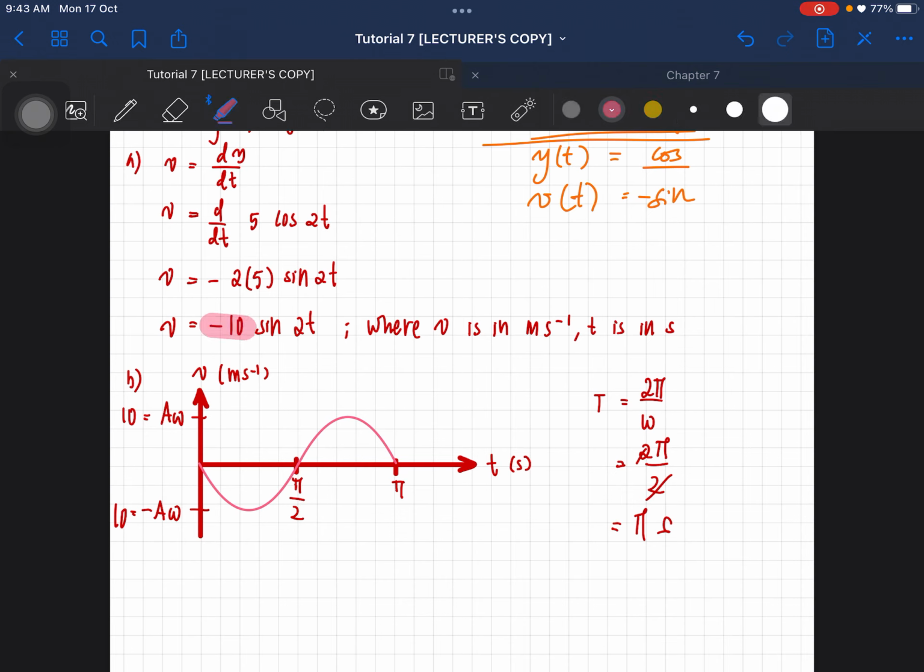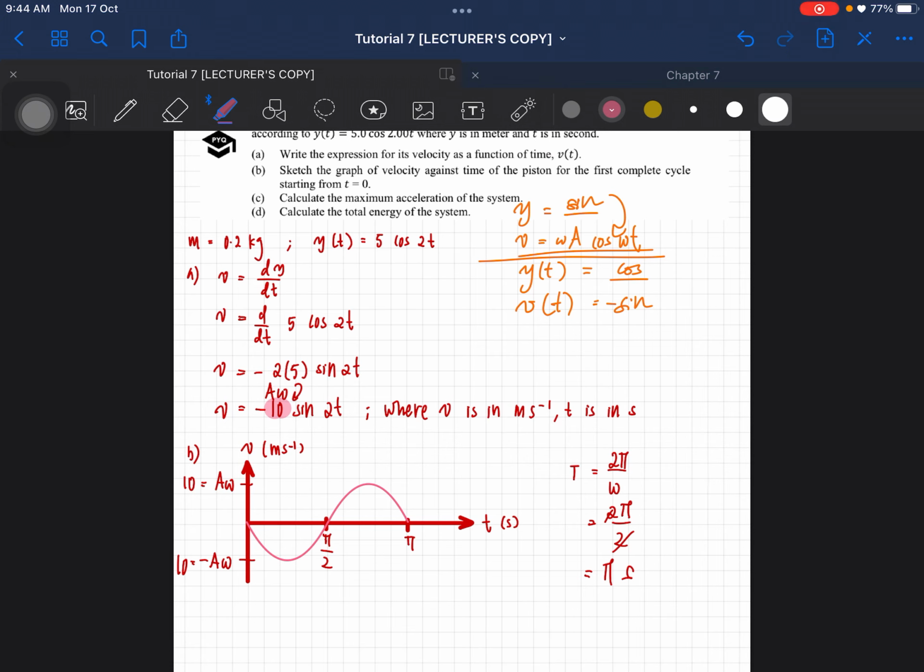But actually this one is already telling us the maximum velocity. So this is equal to A omega. Sorry, not the negative, the 10. The magnitude, this one. Okay, alright, so that is on question B. Now we have to do question C.